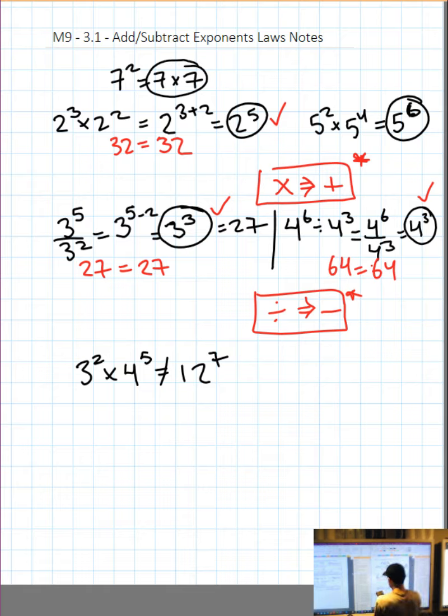3 squared times 4 to the 5 equals, in red, 9216. 12 to the exponent 7 equals 358 million-something. Don't even care. Not equal to each other. Math is simple. Figure it out.